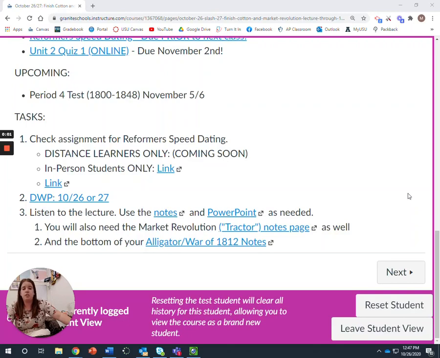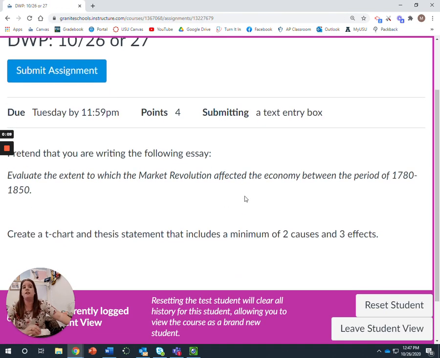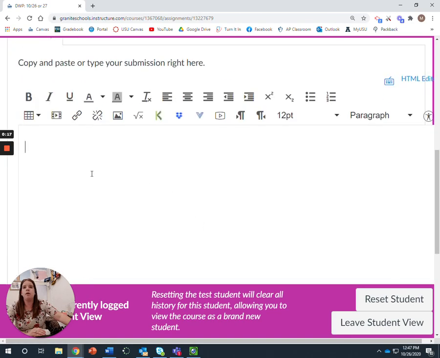A really quick explanation of your DWP so it can help you just a little bit more. So when you click on the DWP, you're going to notice that your job is to take this essay prompt and create a T-chart and a thesis statement based on the essay prompt. If you click Submit Assignment, you'll notice down at the bottom an easy way to do the T-chart. Make sure you add a couple of spaces so that you can do the rest later.